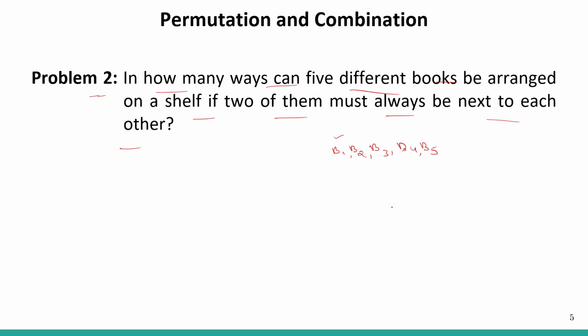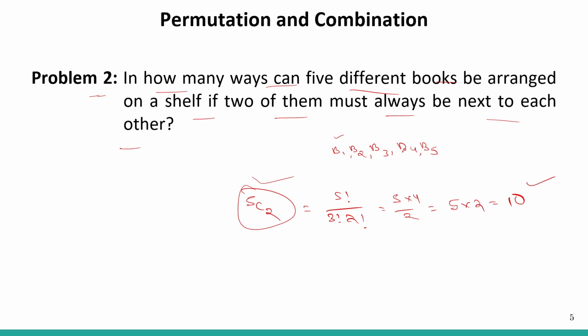On a shelf, if 2 of them must always be next to each other, how can we choose 2 out of these 5? It will be 5C2, because we want to only choose, and while choosing the order doesn't matter, only those two matter. That is equal to 5 factorial by 3 factorial into 2 factorial, which is 5 into 4 by 2, equal to 5 into 2, which is 10 ways.